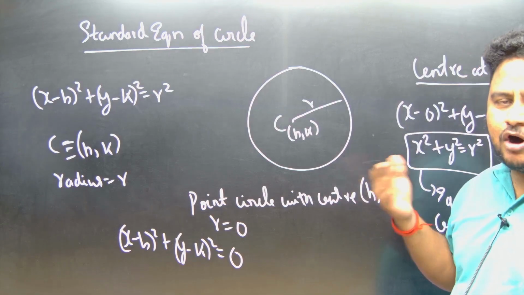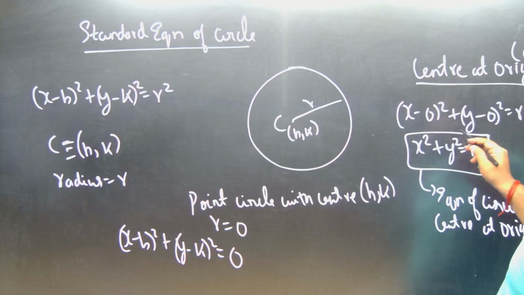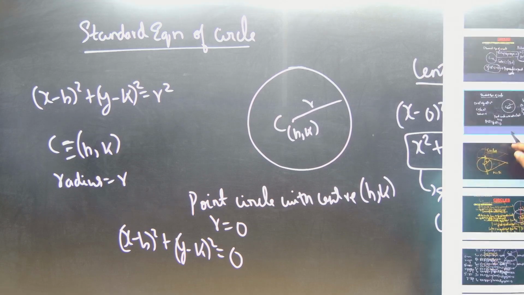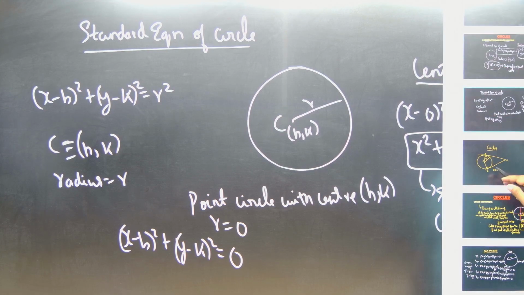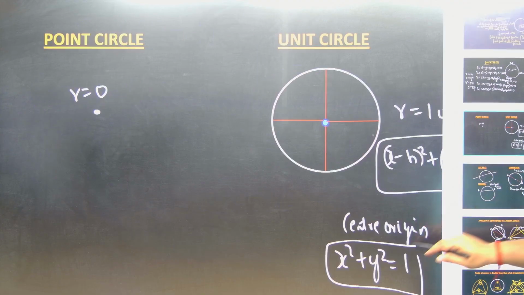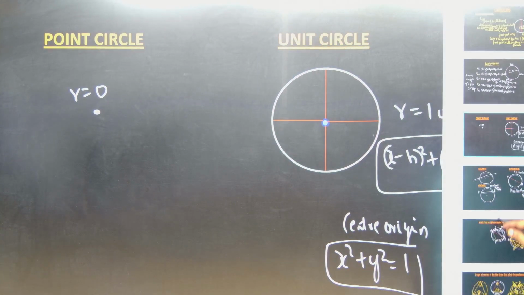And next we studied what? If the center is at origin, origin means what? The coordinates of the center will be (0, 0), we will have this equation. You must know this, that is x² + y² = r². And also if the center is at origin and if the radius is 1, what did we study? The equation will become x² + y² = 1.